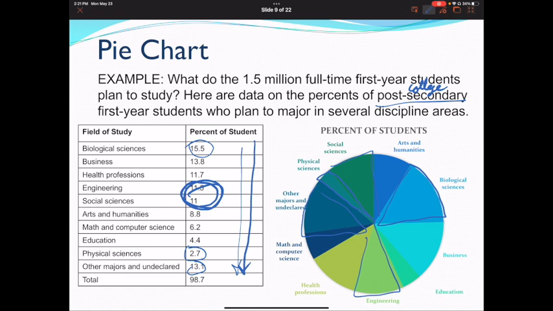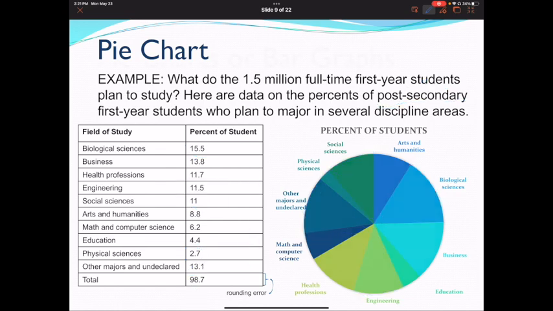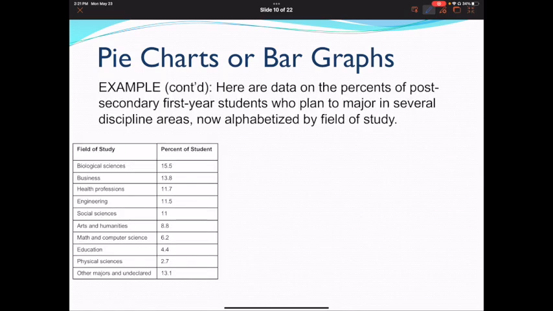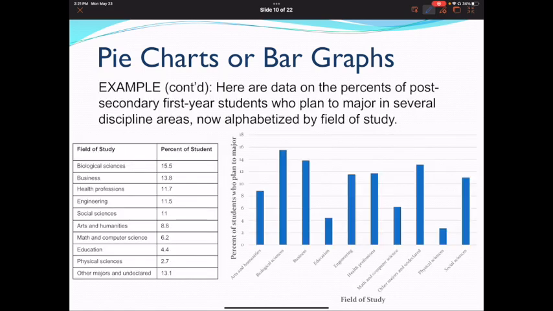So let's take this same data set and express it as a bar graph. Note there was a rounding error, and that's okay. We still just pretended like it was a whole 100%. So here's our bar graph. When you look at the bar graph right away, I know, okay, biological sciences are the biggest and physical sciences are the smallest.